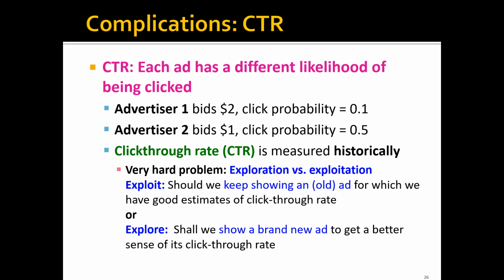And alternatively, the problem with choosing the second option is the opposite: let's say that some brand new ad actually has a very low click-through rate, right? If you show this brand new ad and do not get much from showing it, then in this case you might as well have just shown some old ads for which you have a better estimate of click-through rates. So this is a very difficult problem, trading off between exploration and exploitation.